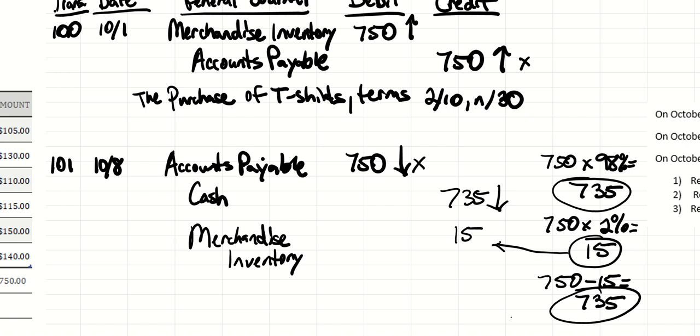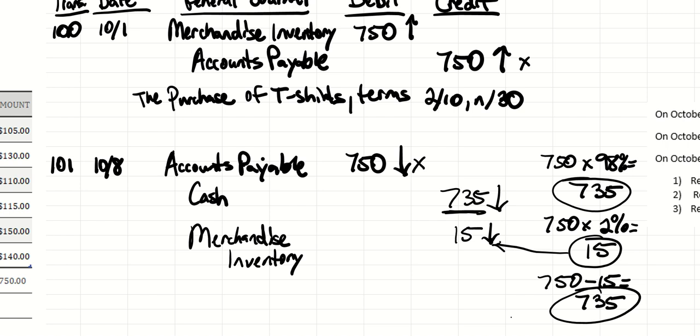So it's going to credit that account, which is going to decrease the balance in that account. Now, why is it that that difference goes into merchandise inventory? Well, because the cash payment that you made of $735, the merchandise inventory account needs to match that cash payment. The cash payment that was made, what was it for? It was for merchandise inventory. So the merchandise inventory amount needs to match the cash amount as well.